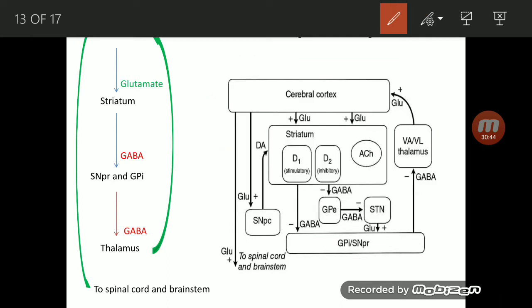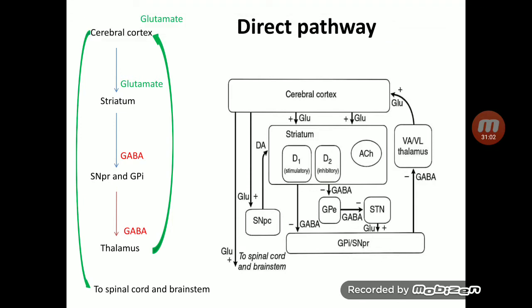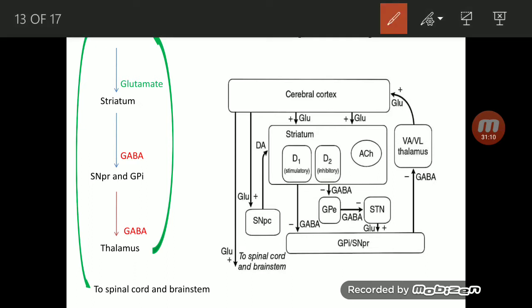So in case of your movement that occurs, there are two types or two pathways that you see whenever you want to move. There is a direct pathway and there is an indirect pathway. First we are going to talk about the direct pathway. But before we talk about it, I'm going to talk about some other things.